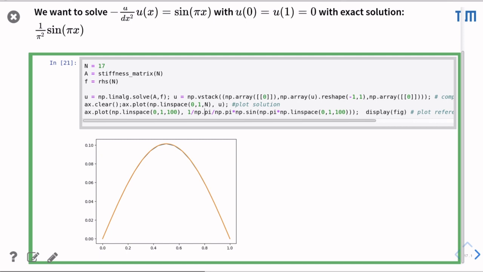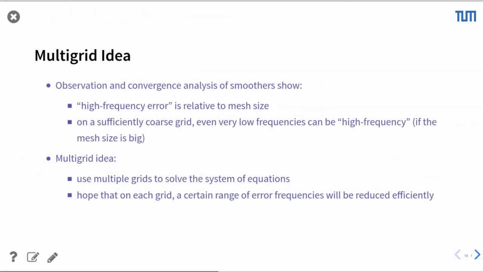Okay, so that's our motivation for where we want to go. We want to replace the solve with the smoother. And as we saw last week, the smoother converges very, very slowly for this problem. So that brings us to multigrid.